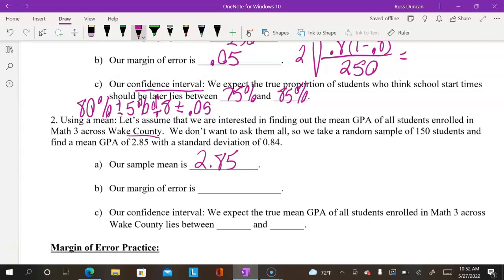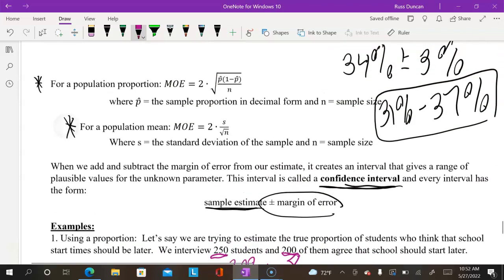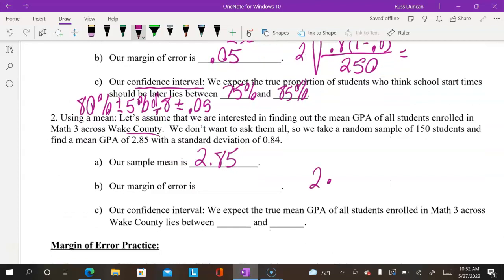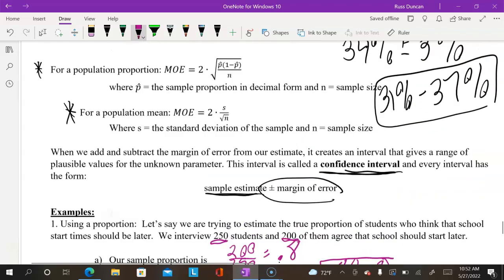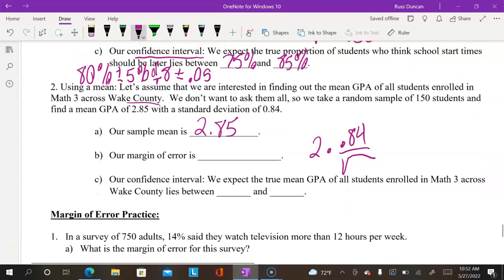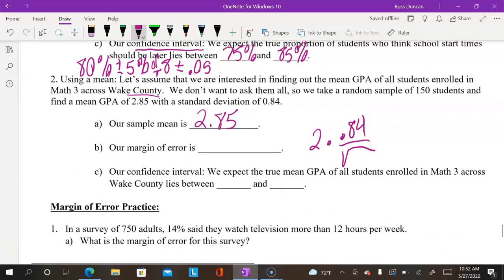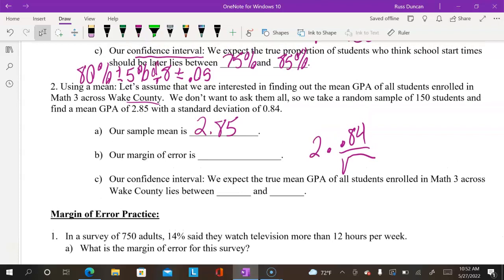Okay, the margin of error for mean, go back up here, is 2 times the standard deviation, which is 0.84, it tells you, over the square root of how many of your population, right? Or I'm sorry, of your sample size. And the sample size was 150. So I type this into the calculator.